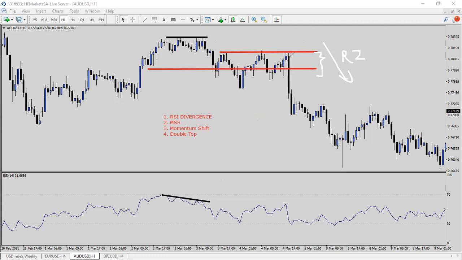So in this instance here, what do we notice? We can notice a tweezer top in there, or multiple rejections off that top. We can see a bearish engulfing candle. So that would be number 5. Number 5, bearish engulfing.